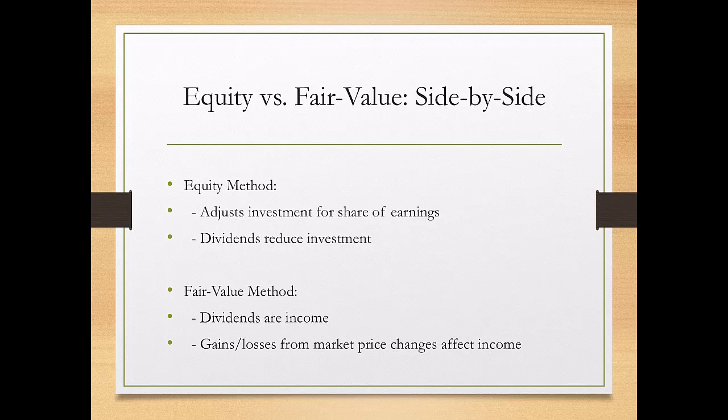Here's a side-by-side comparison. The equity method increases the investment for income and decreases it for dividends. The fair value method reflects changes in market price and treats dividends as income. Both impact the investment account, but for very different reasons.